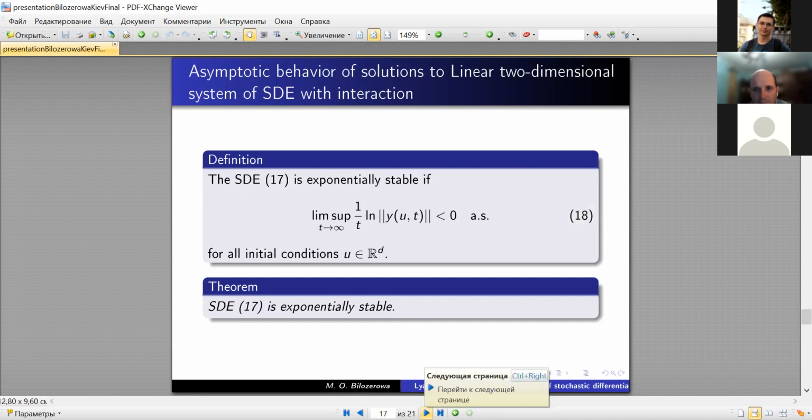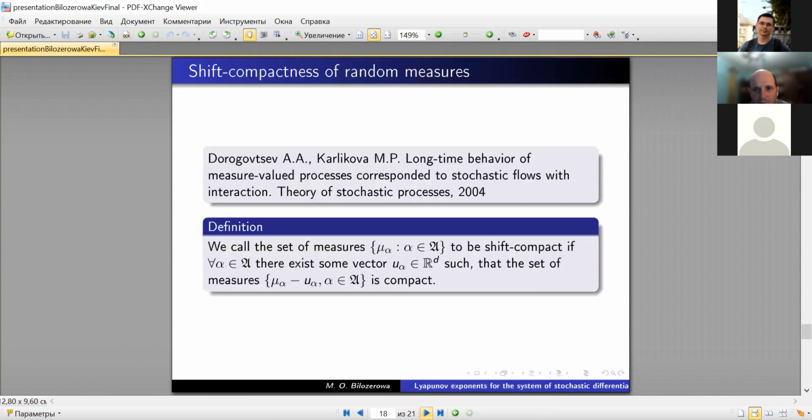And now we understand that this is in some sense related to the shift compactness that was investigated in the works of Andrei Anatolyevich Dorogovtsev. So in the paper of Andrei Anatolyevich Dorogovtsev and Maria Karlikova, it was defined what a shift compactness is, and we call the set of measures shift compact if the set of measures mu alpha minus u alpha is compact.